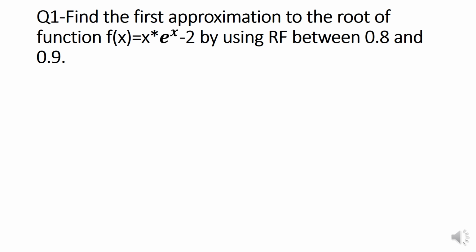So question number 1: find the first approximation to the root of the function f of x is equal to x e power x minus 2 in the interval 0.8 and 0.9. So x1 is equal to a into f of b minus b into f of a by f of b minus f of a. An easy way to remember this formula is that the numerator and the denominator both have the same thing, f of b minus f of a, but in front of f of b the coefficient is a and the coefficient of f of a is b.